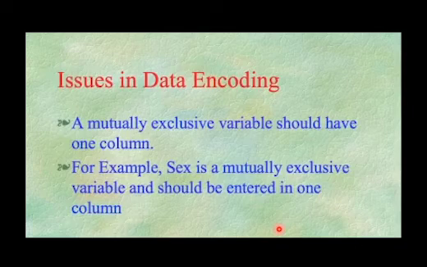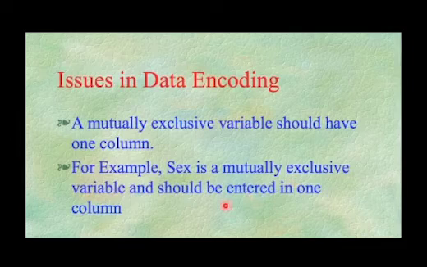Now, some issues in data encoding: a mutually exclusive variable should have 1 column. Mutually exclusive means one category excludes the other category. For example, sex is a mutually exclusive variable.